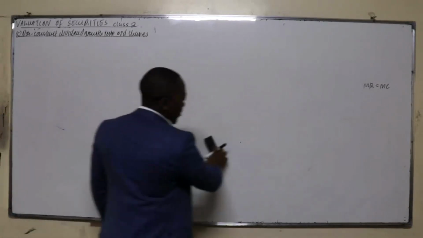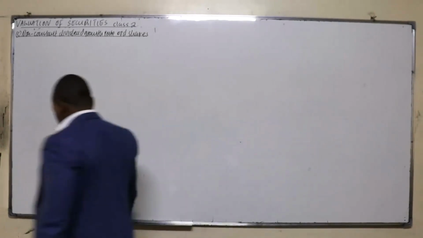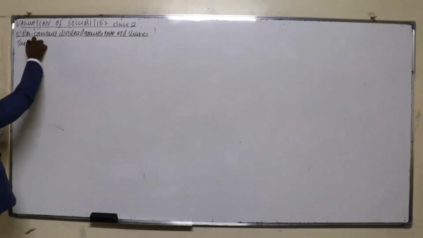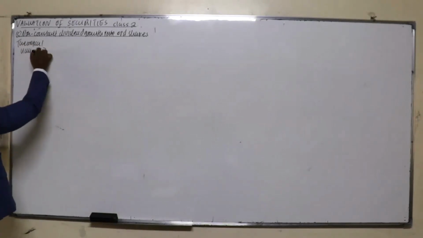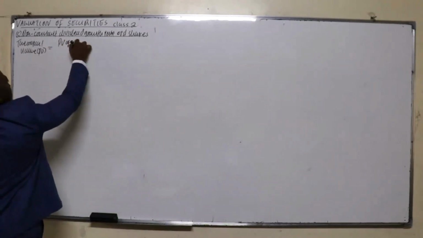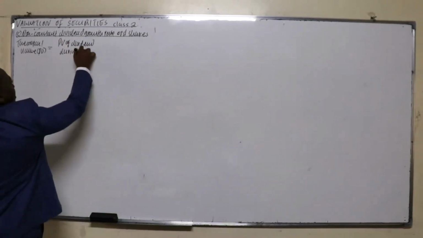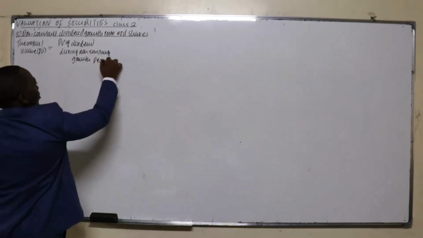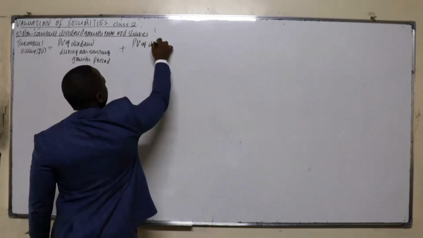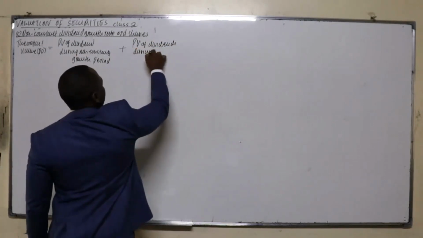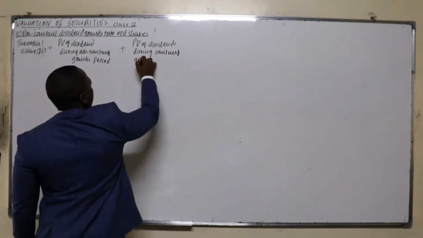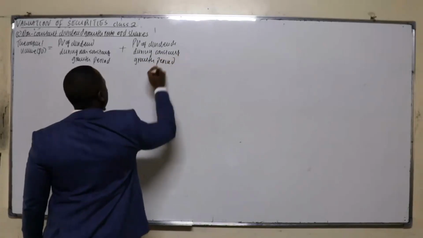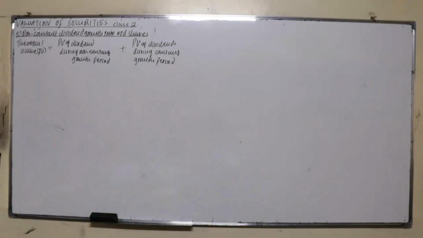So, in case of a non-constant dividend growth rate, how do you determine the theoretical value? To determine the theoretical value, or the intrinsic value, which is denoted by P0, you take the present value of dividends during the non-constant growth period. Then you add the present value of the dividend during the constant growth period.